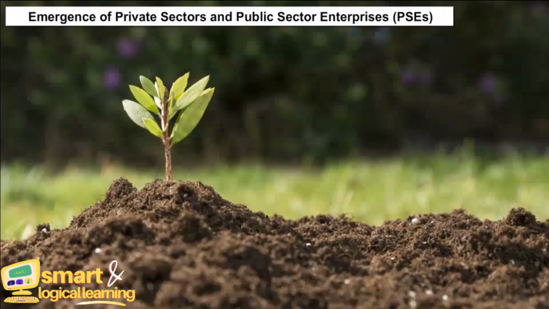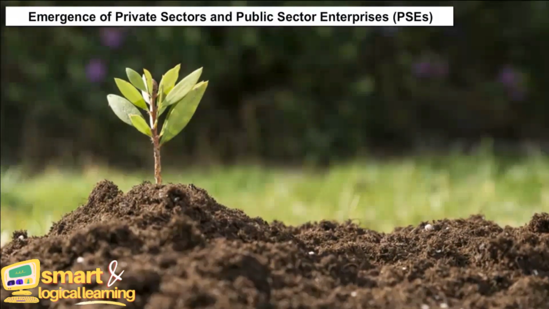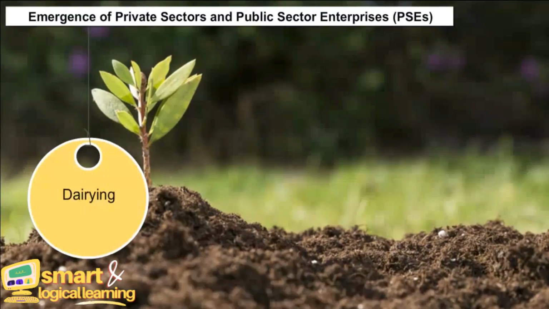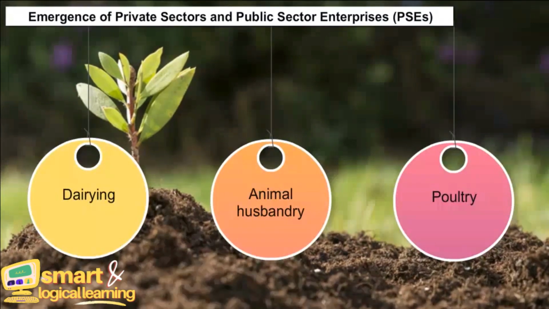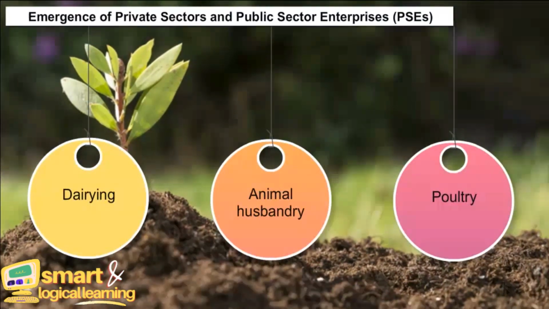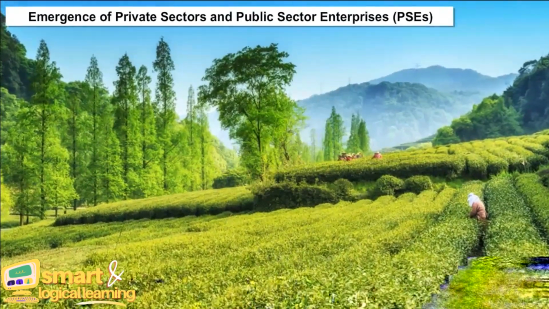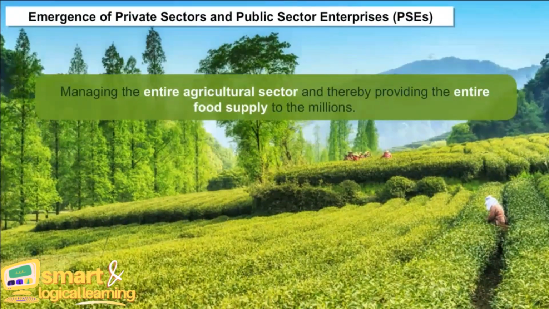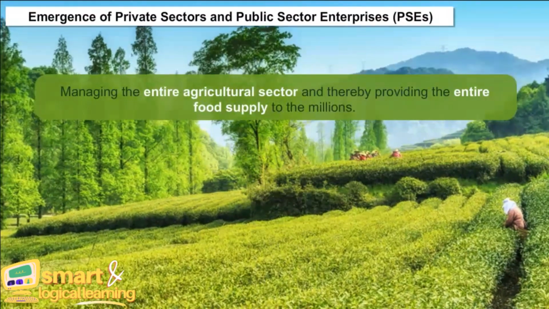Emergence of private sectors and public sector enterprises, PSEs. The most dominant sectors like dairying, animal husbandry, and poultry are totally under the control of the private sector at present. Thus, the private sector has played an important role in managing the entire agricultural sector and thereby providing the entire food supply to the millions.